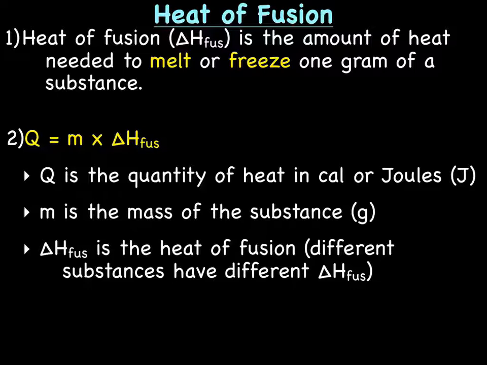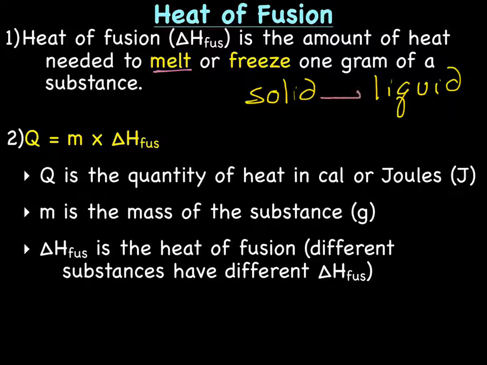Let's start with a discussion on heat of fusion. Heat of fusion, or delta H fus, is the amount of heat needed to melt or freeze 1 gram of a substance. If we're talking about melting or freezing, we're talking about the two phases of matter, solid and liquid. If we were melting, we'd be going from solid to liquid, and if we were freezing, we would be going from liquid to solid. So heat of fusion deals with the change of state from solid to liquid, liquid to solid.